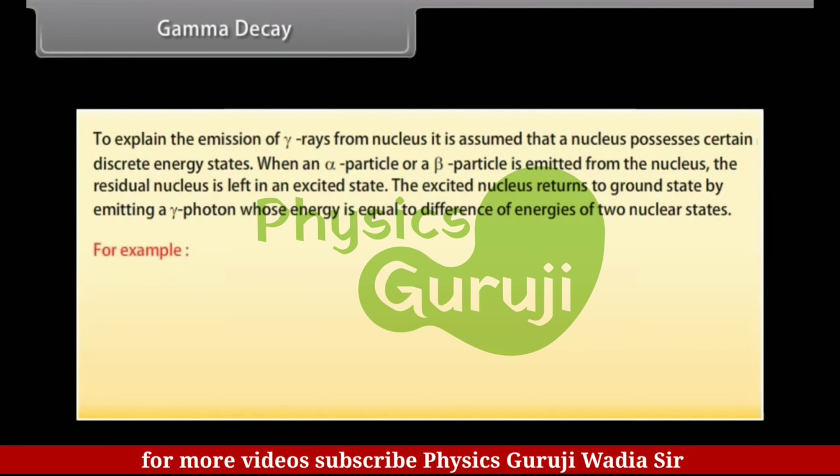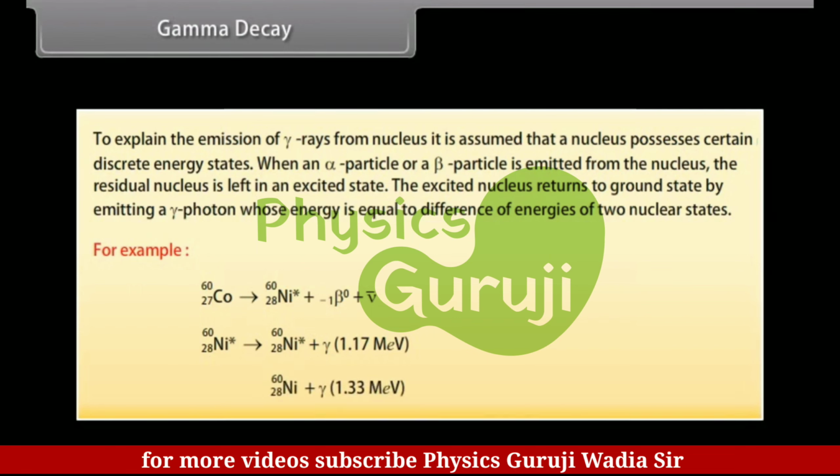For example, cobalt nucleus with mass number 60 and atomic number 27 transforms into nickel nucleus with mass number 60 and atomic number 28 in its excited state. The excited nickel nucleus with mass number 60 and atomic number 28 returns to ground state by emission of two successive gamma photons of energies 1.17 MeV and 1.33 MeV.